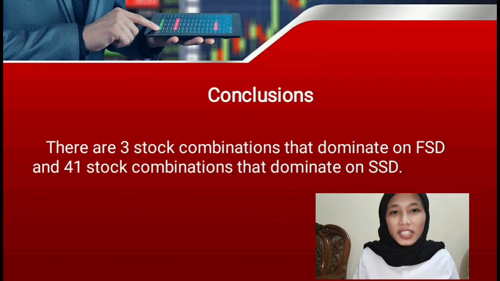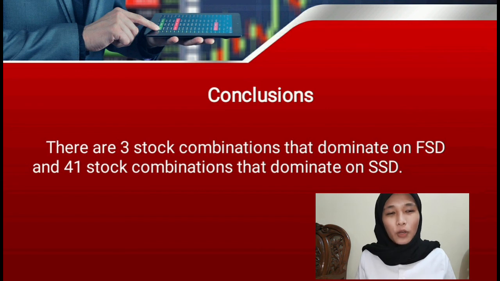With the same procedure, we applied it to all stock combinations, and finally, we can conclude that there are 3 stock combinations that dominate on FSD or first order stochastic dominance criteria, and 41 stock combinations that dominate on second order stochastic dominance criteria with data assumed to follow a log-normal distribution.